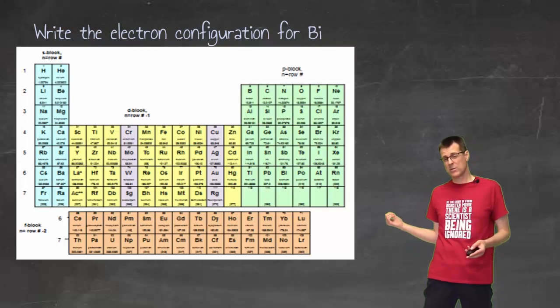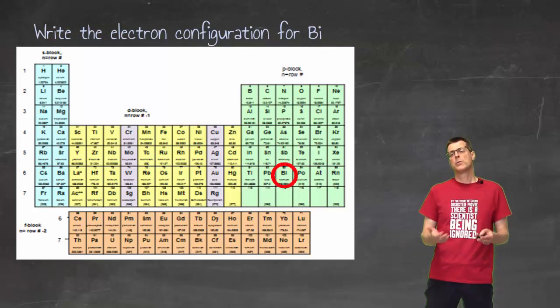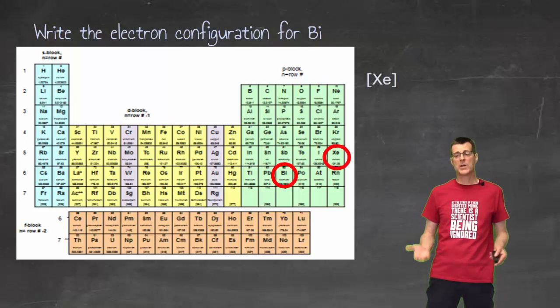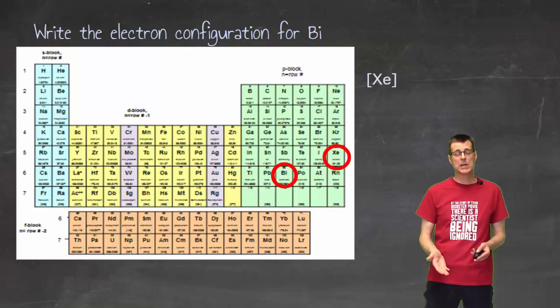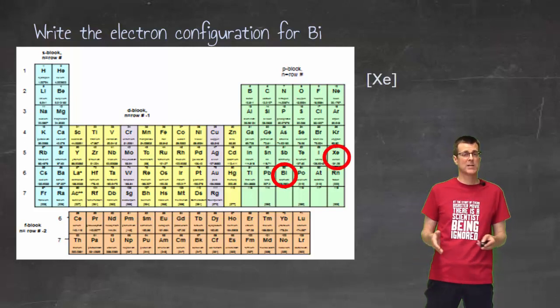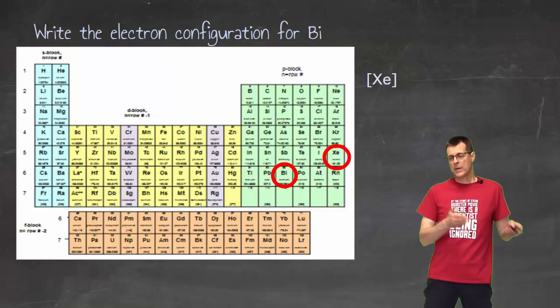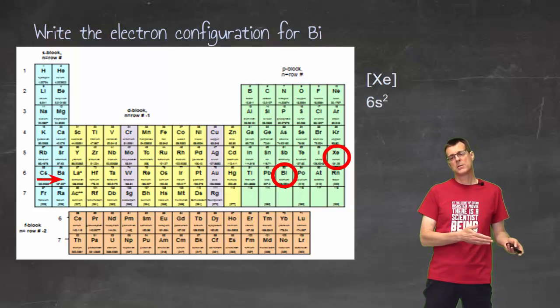Okay, so if you wanted to do something like that for bismuth, we would find bismuth on the periodic table, we would find the previous noble gas, which is xenon, write that down in square brackets. I'm picky about the square brackets, make sure they're square. And then work my way across the last row. So the last row is going to be 6s2.